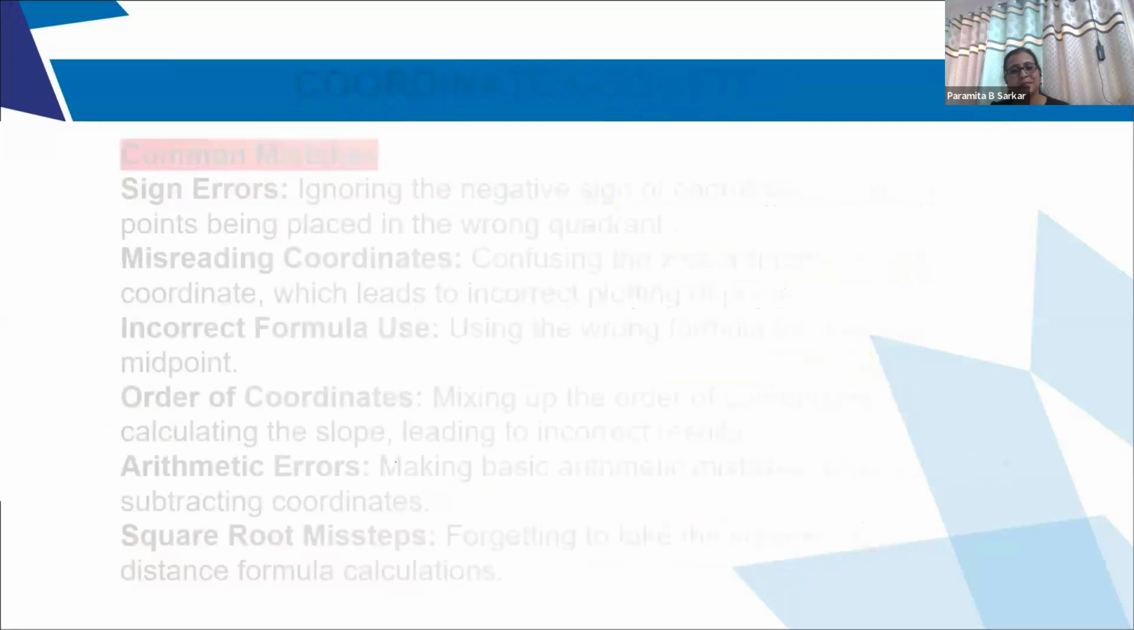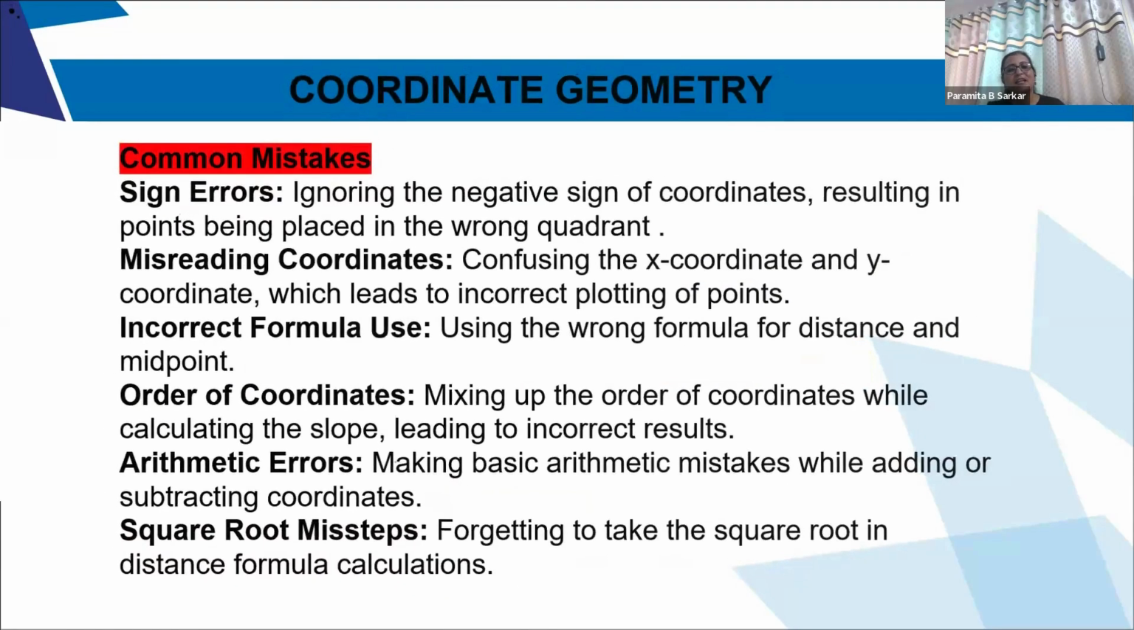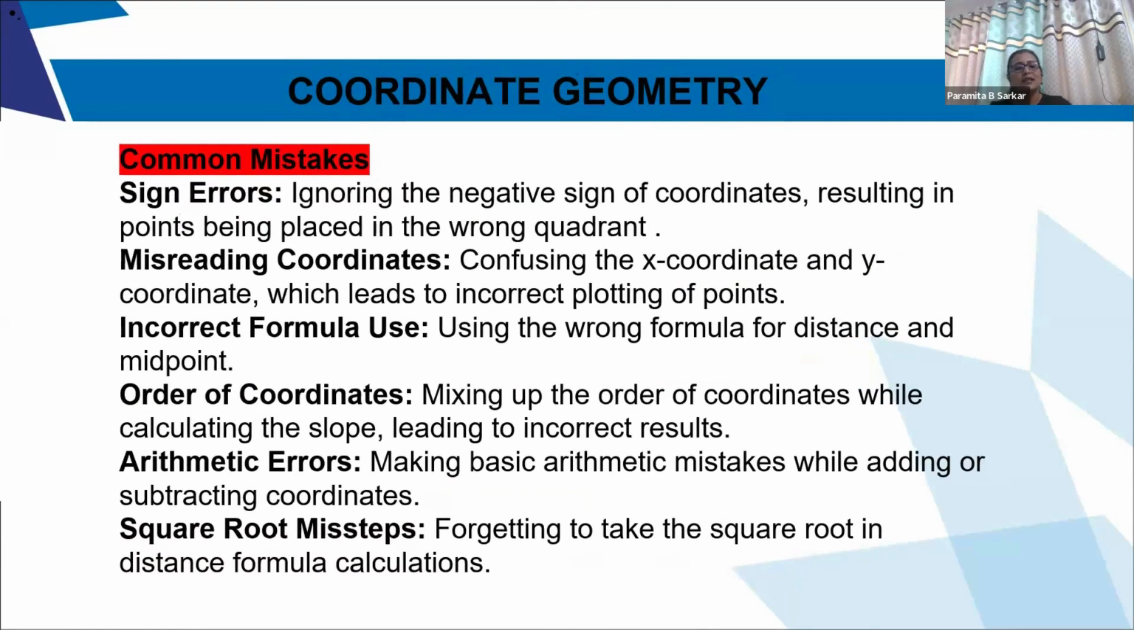Coming to coordinate geometry, there are some common mistakes that I have seen: sometimes you ignore the negative sign of the coordinate. Each coordinate has a proper place. It has x values and y values. Don't exchange x and y. In that case, the question is literally different. So don't change the question.